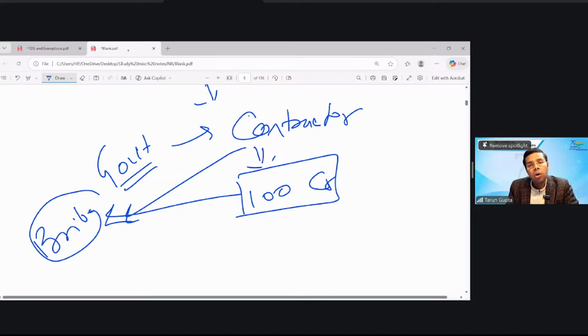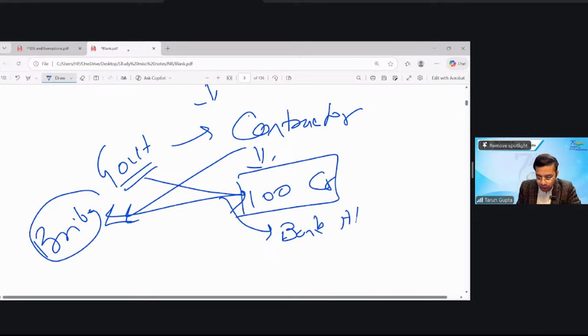But how will the contractor get the cash? Because the sum of 100 crore which he will get as a contractor for building the bridge or road, as the case may be, this 100 crore shall be paid by the government in his bank account. The government cannot pay cash for the services to the contractor. Government always pays the amount in the bank account. So to give a bribe, he has to withdraw cash.